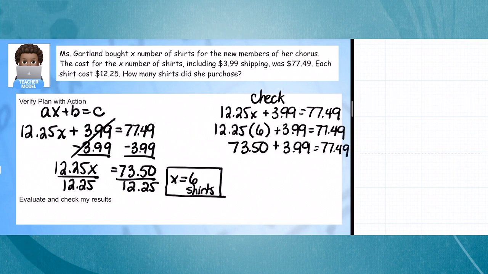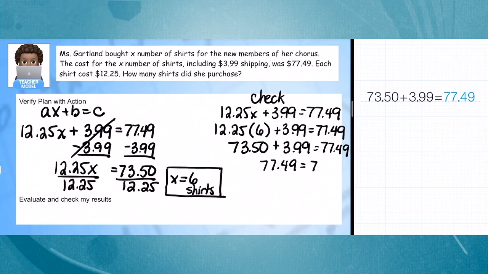And my last step is to add $73.50 plus $3.99. And I get $77.49. So our work is correct. X is equal to 6. So let's make sure we put that in our final answers by restating. How many shirts did she purchase?